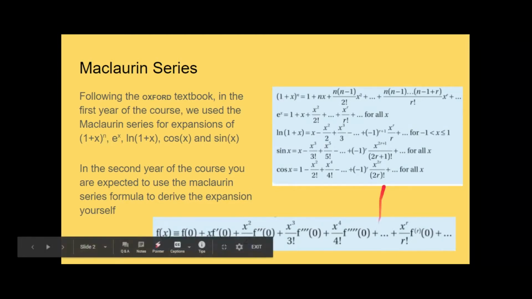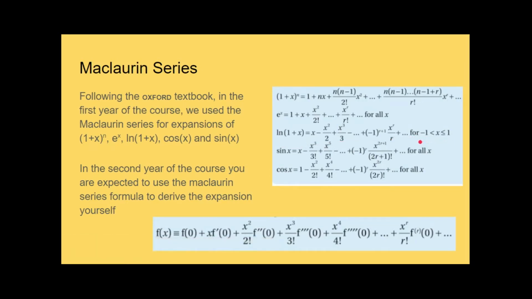Just point out at this stage that for the function ln of 1 plus x, there's a limited range of values of x for which it's possible to do this expansion. And later on, we'll come back and see why that is. Now, before I do an example and apply this formula to a function and form the expansion, I just want to go over with you why it works as it does and why it's this particular formula that we're going to be using.